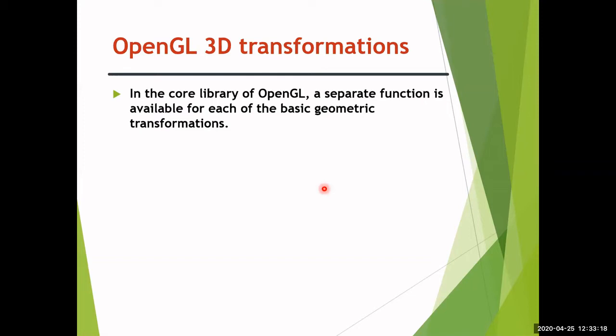Before going to OpenGL geometry transformation, let us learn some of the basic concepts that are assumed in the OpenGL package. In our core library of OpenGL, a separate function is available for each of the basic geometric transformations. Which are they? Translate, scale, and rotate. Shearing and reflection are not basic, they are advanced. So only three basic ones we are dealing with here in our syllabus.